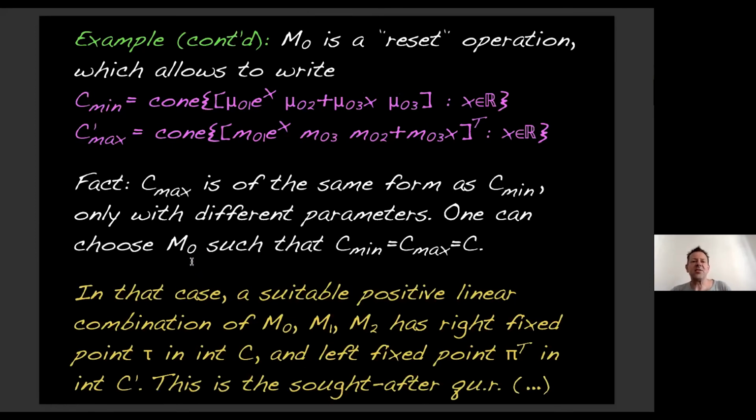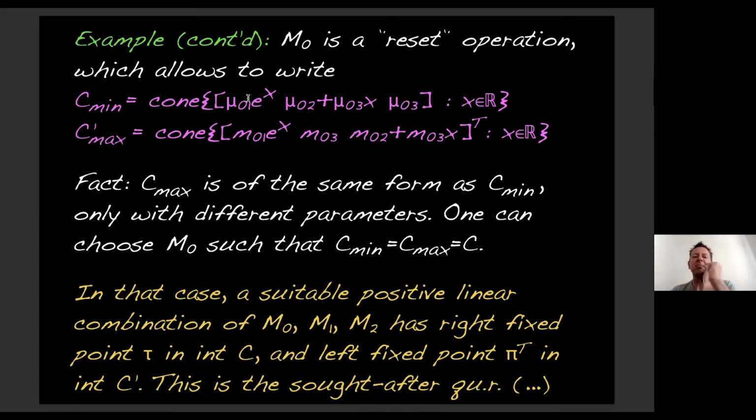And so that allows me to write down the minimal and the maximal cone. The minimal cone, or I should have, well, actually, sorry. You're probably not in a position to appreciate this. This should be the max, and this should be C max prime, because these are the states, and these are the observer, these are the random variables. Never mind, okay.